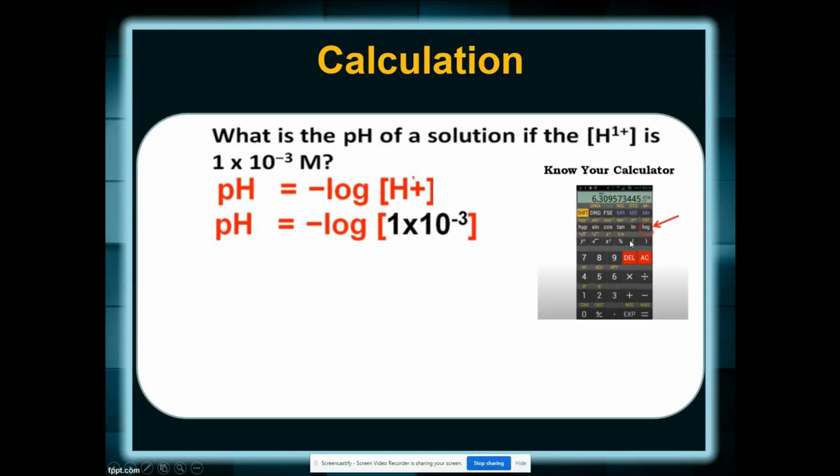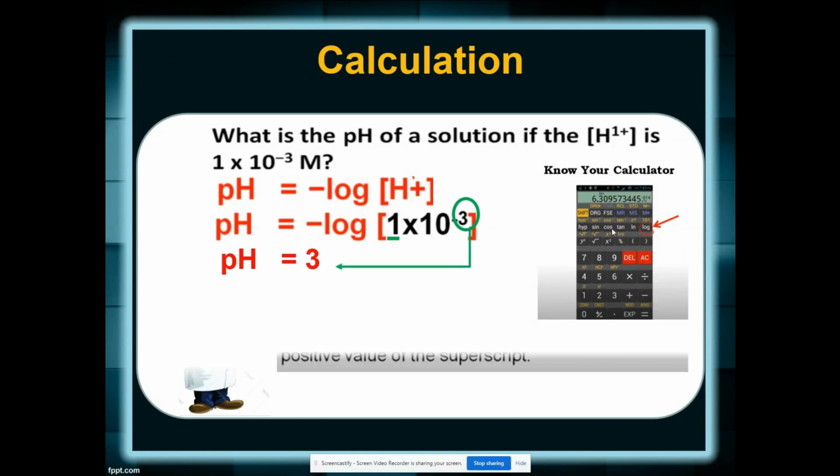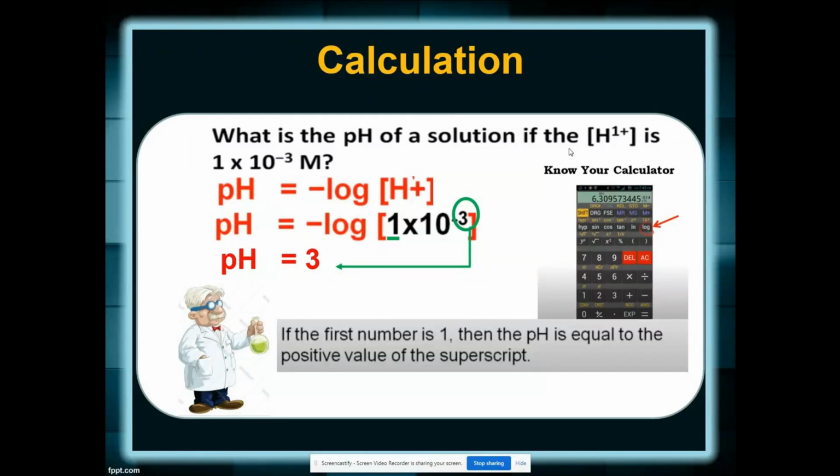In your calculator there's a log button. So you type negative log, and put the entire concentration value in brackets and press enter. For your information, you can do this calculation without a calculator. How? If the first number is 1, then the pH value is equal to the positive value of the superscript. For example, here it is negative 3, so the pH value will be 3. If you don't trust me, you can press your calculator and you'll get 3.